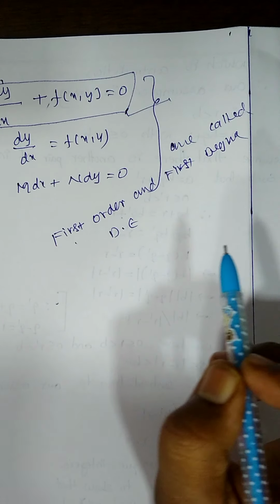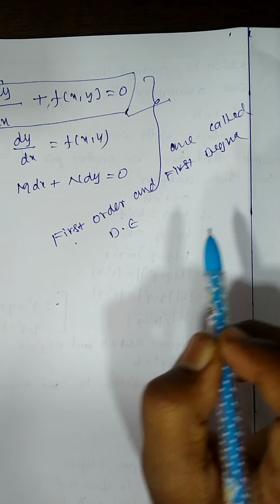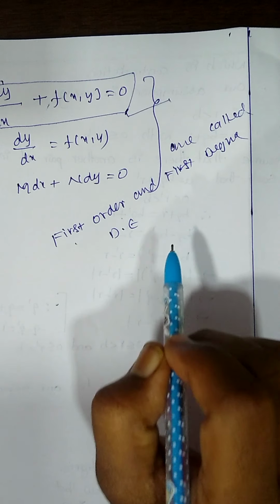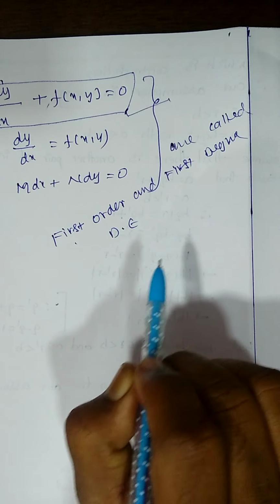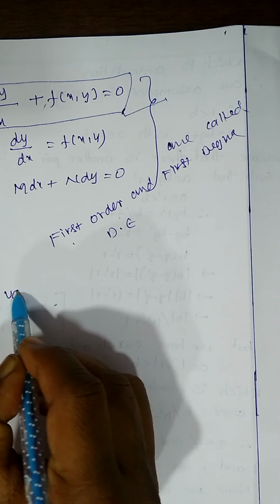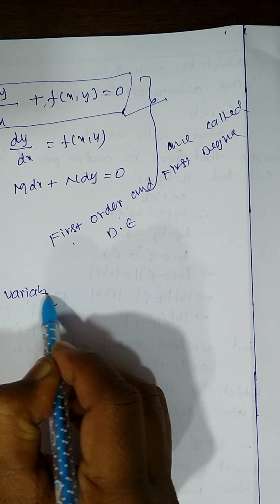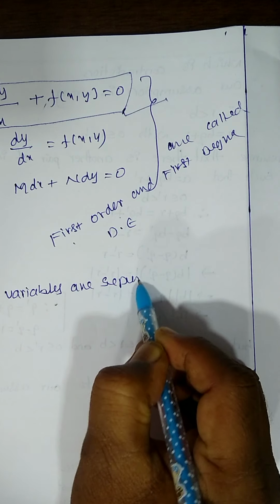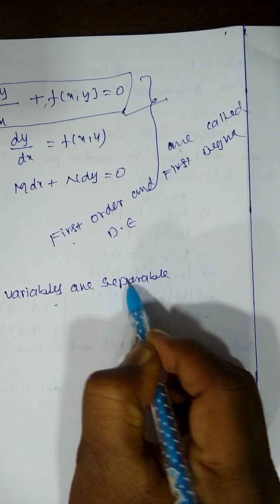Already, what is a differential equation? The first order, first degree differential equation is well known at the intermediate level. Now, the solution of this type of equation. The first method is variables separable.